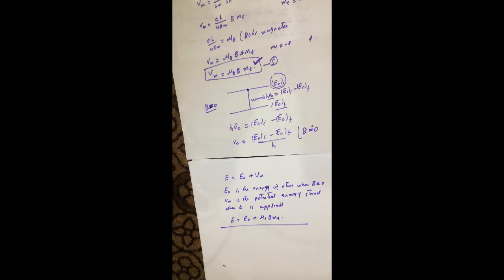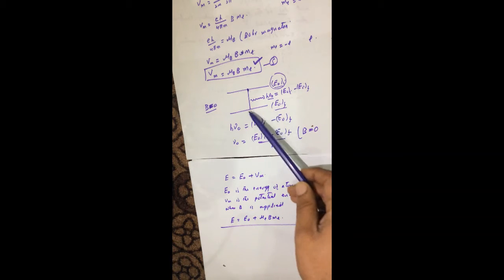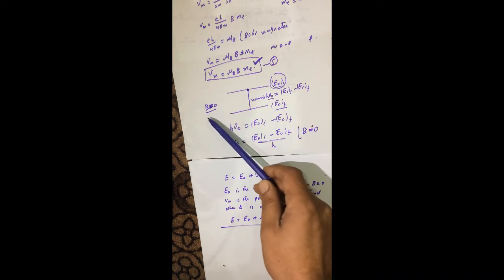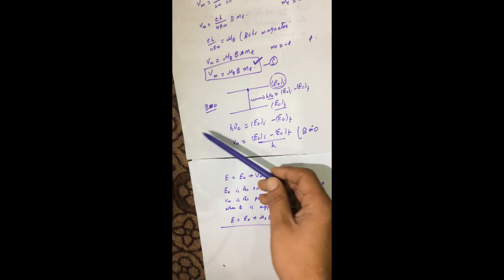So in the last video we came to this point. I will explain this diagram again. Suppose we have two energy levels. One is E naught I and one is E naught F. This is the highest energy level and this is the lower energy level. Here we have the magnetic field as 0.